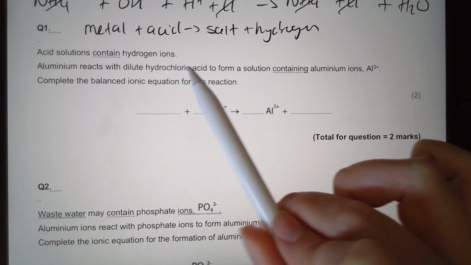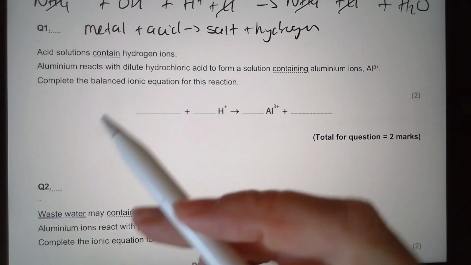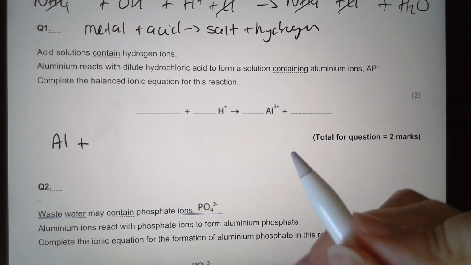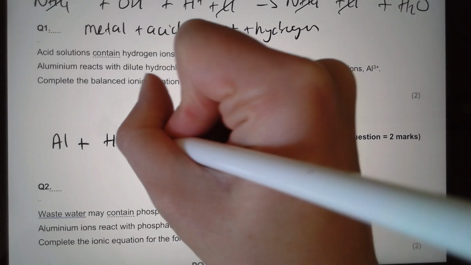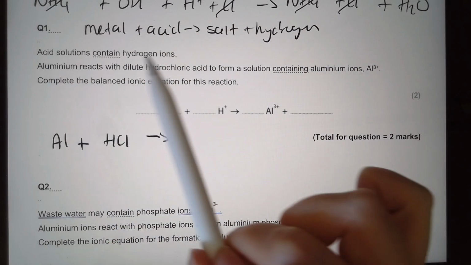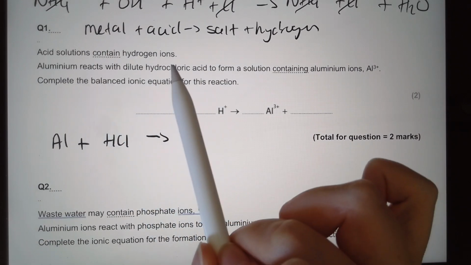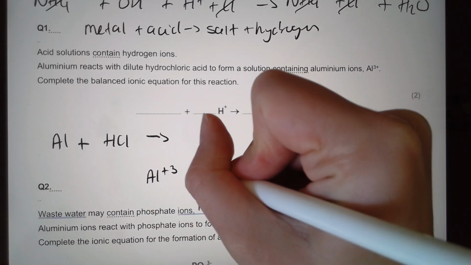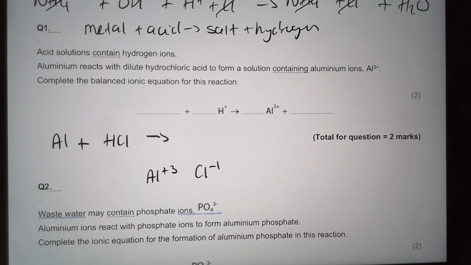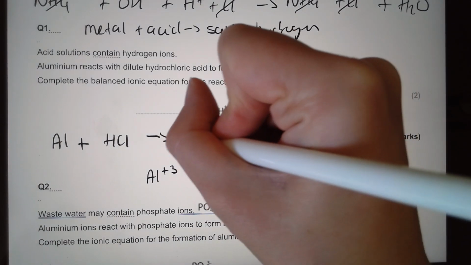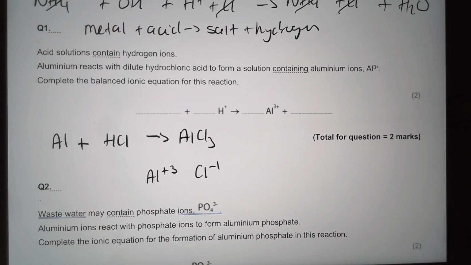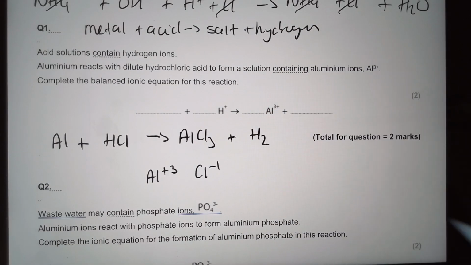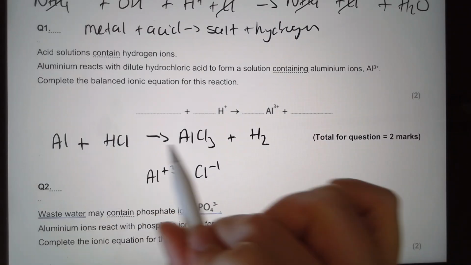So I would start by just writing out the full equation. My metal here is aluminium. It's not diatomic, it's just going to be Al. My acid, they tell me, is HCl, so I'm going to write that down. The salt I'm going to form, if aluminium reacts with hydrochloric acid, is aluminium chloride. Aluminium chloride contains the aluminium ion, which has a +3 charge, and the chloride ion, which has a -1 charge. So to work out the formula of aluminium chloride, I'm going to end up with AlCl3. Finally, I've got hydrogen, which is diatomic, so I'm left with H2. So that would be my full equation.